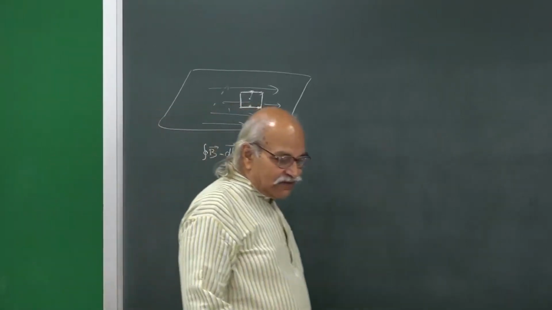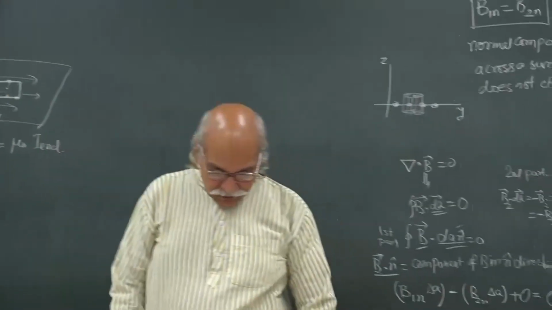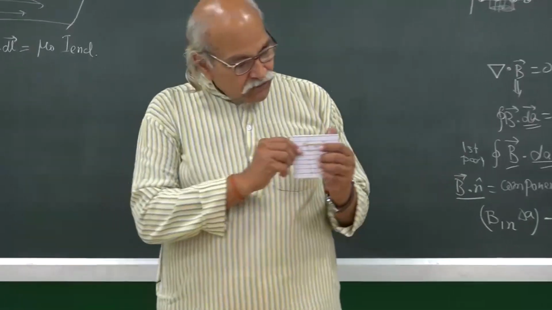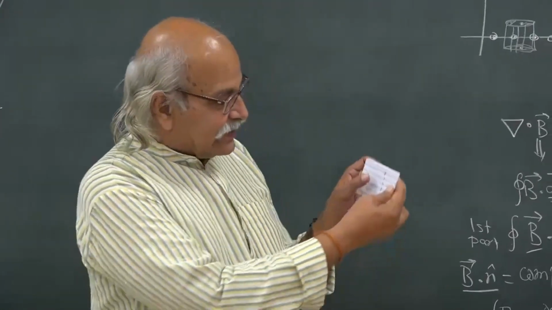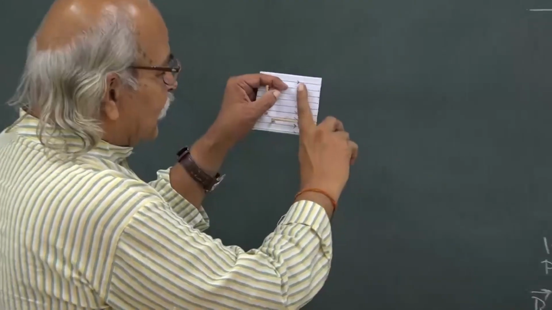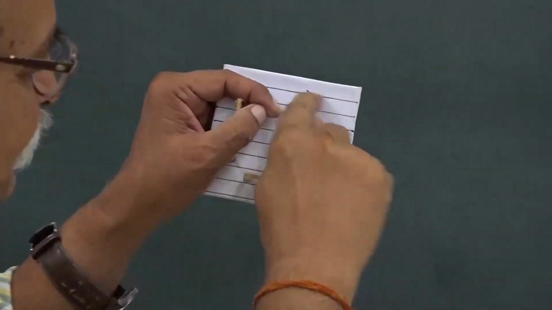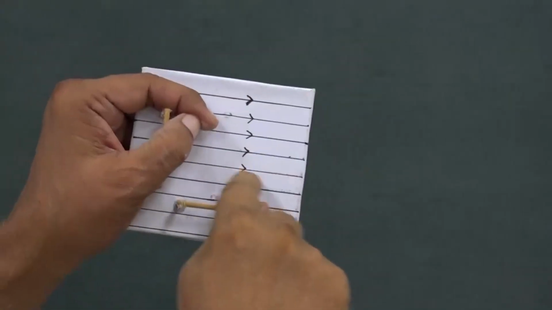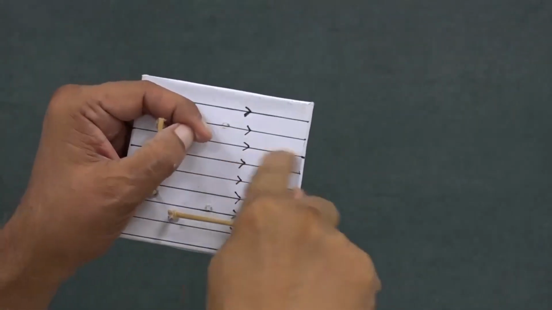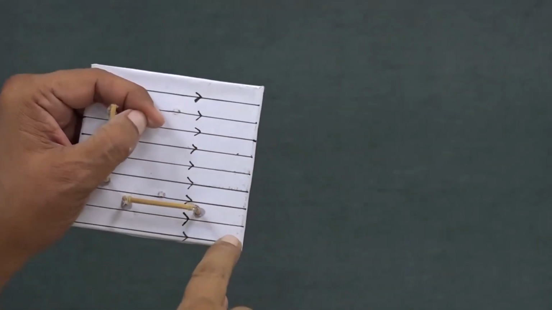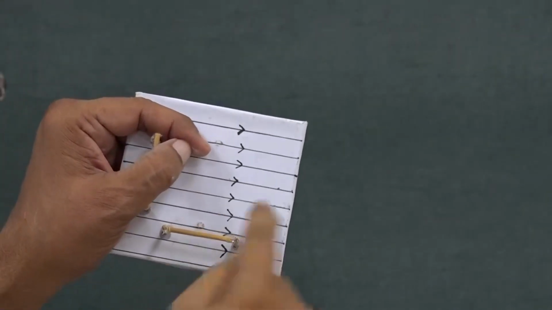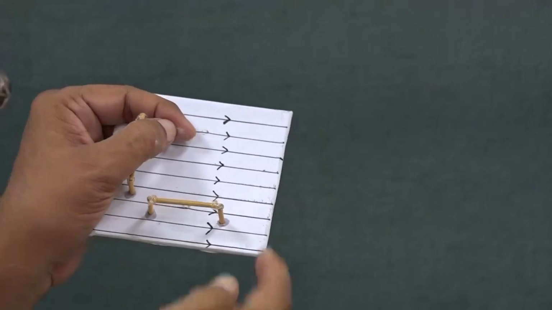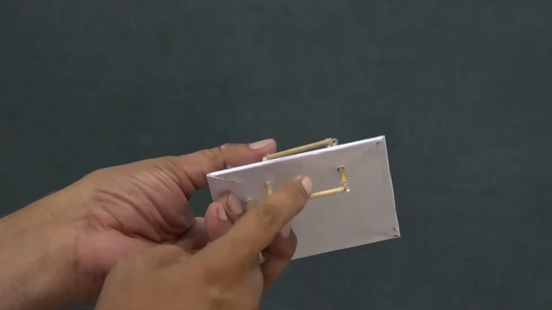So, we do have a model for that also. We have made this model. Let us say this is our surface, and on this surface we have current. These arrows are showing the currents. This is the direction of current here, and this is a point above the surface, and on the other side we have a similar point here below the surface.